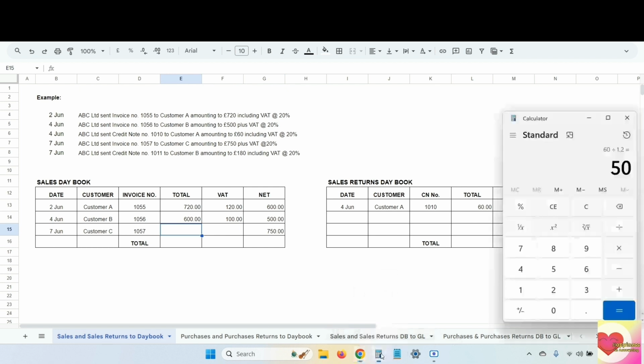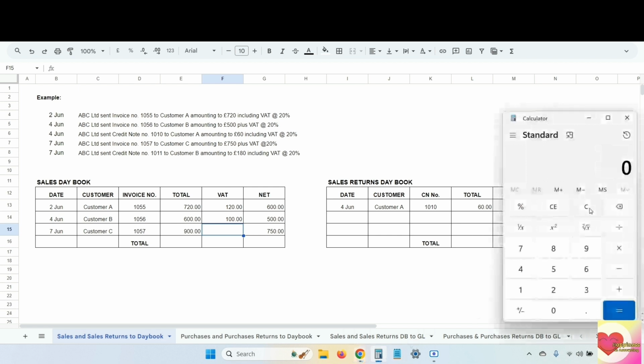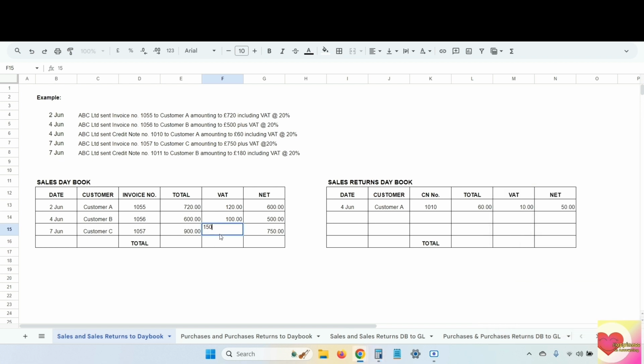Let's get the total amount from the net amount 750 times 120% or 1.2. We got 900, and that is our total amount. Let's get the VAT from the net amount 750 times 20% or 0.2. We got 150, and that's our VAT. Let's check by adding VAT and net amount. It should be equal to the total amount.